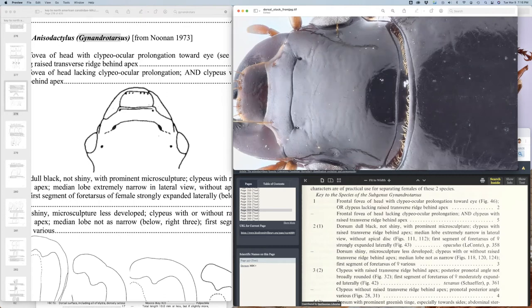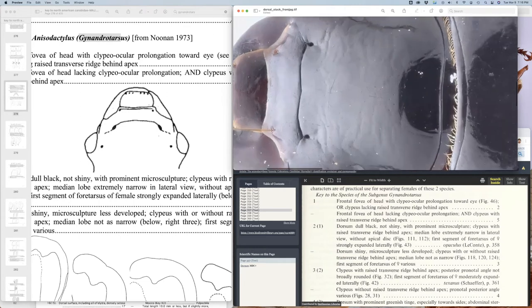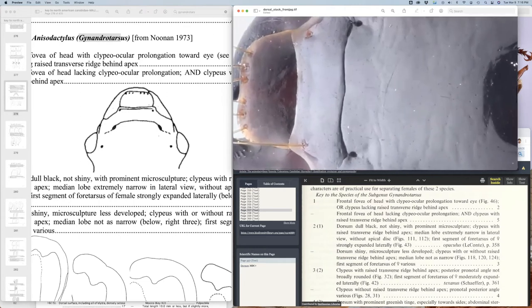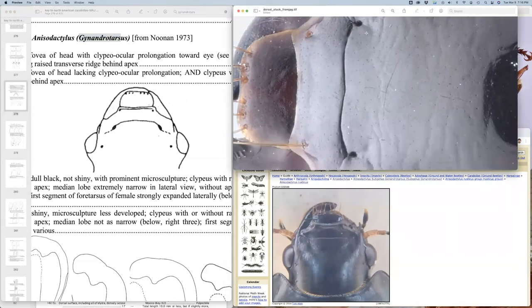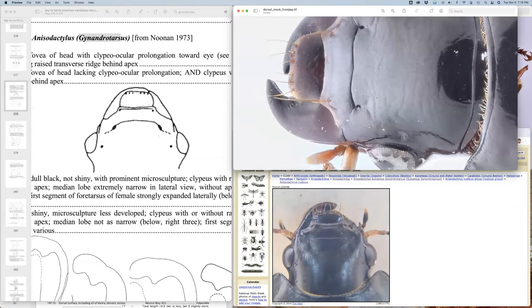I might say on this, at least from this view, that there is not, but you do kind of see, maybe it's a little bit impressed. But let's go check out this other character. So if we look up here at the clypeus, especially under the microscope, this is very clear. There's no ridge here along the apex. And again, this is something that we can pair with pictures online. So here, maybe we're saying that this may or may not have this prolongation towards the eye, but it definitely doesn't have this ridge.